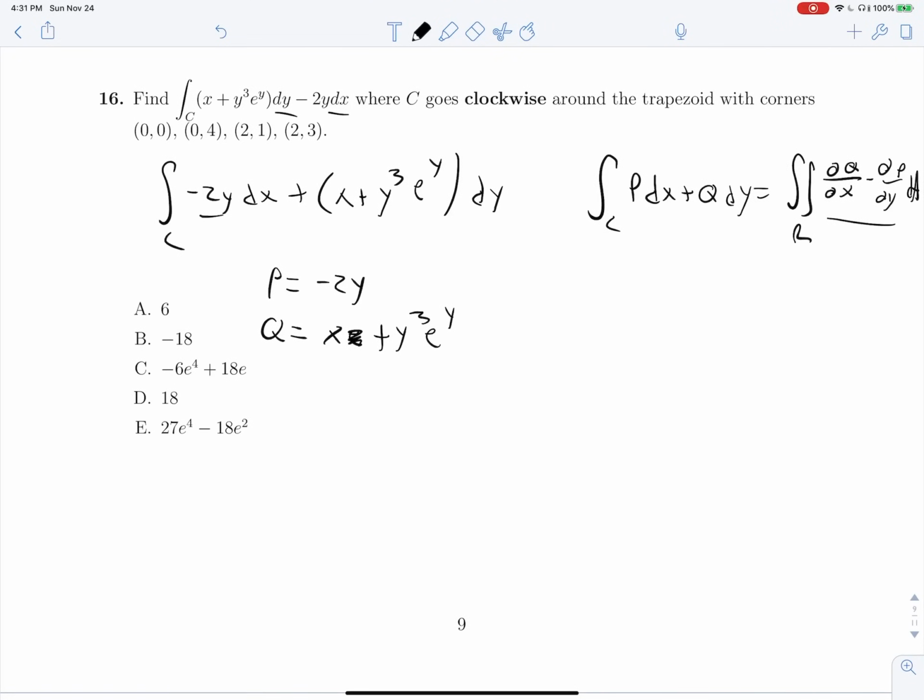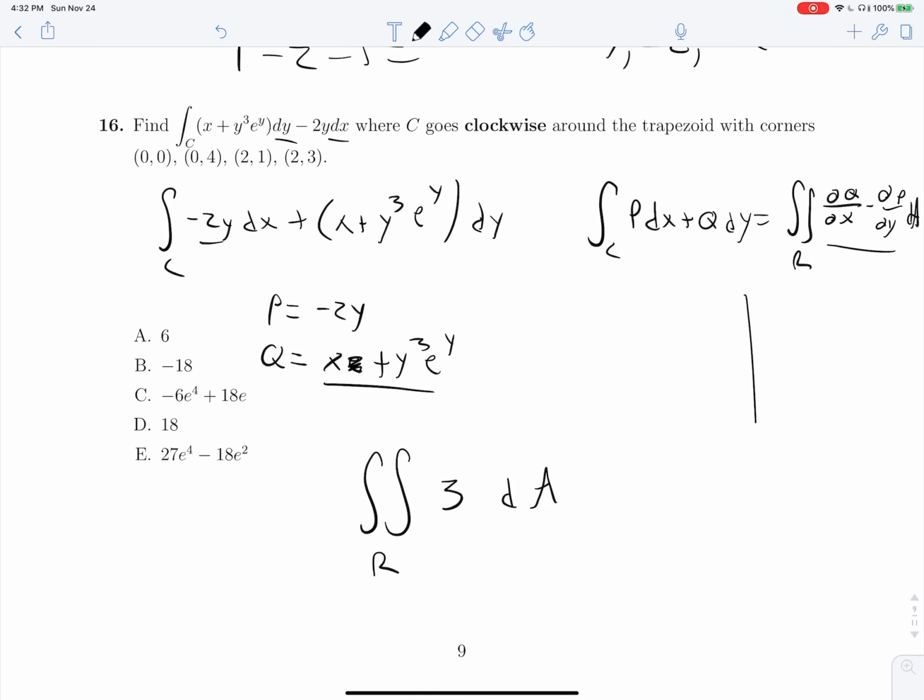So let's figure this out. Setting up our double integral, we need the partial derivative of q with respect to x. Well, that's just going to be 1. And then we need to subtract the partial derivative of p with respect to y. That's just going to be negative 2. And so we are going to get an integrand of 3 dA.